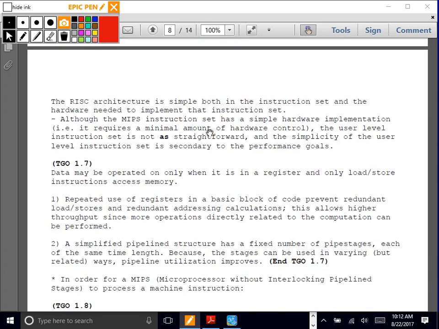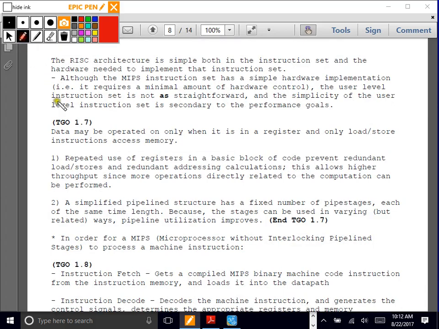All right, so 1.7. This is where we talk about how data is operated upon in the architecture. Data may be operated on only when it's in a register, and only load and store instructions access memory. Registers are these local copies of memory. I described it in more detail in number one here. Repeated use of registers in a basic block prevents redundant load store. So what is a load store? Does anybody have any idea what a load store might be?